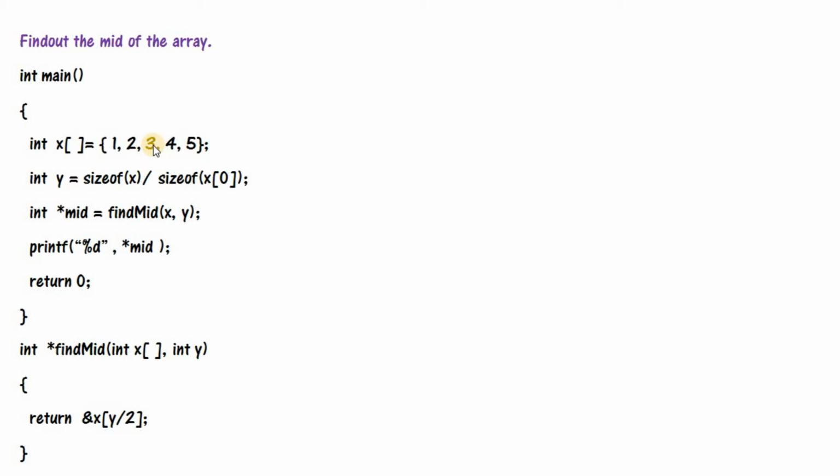And we can see here for this array the mid is also 3. Now with the help of this printf function, we can print this value 3 on the screen. Therefore the output of this program is 3.